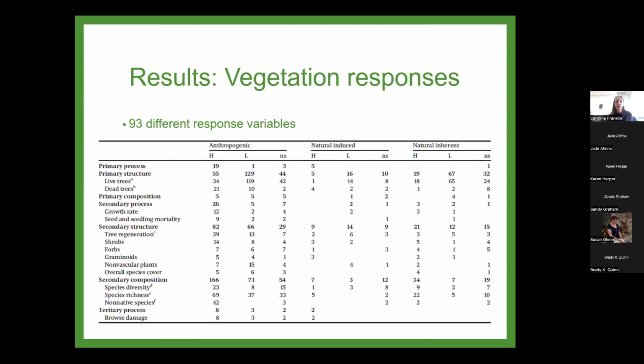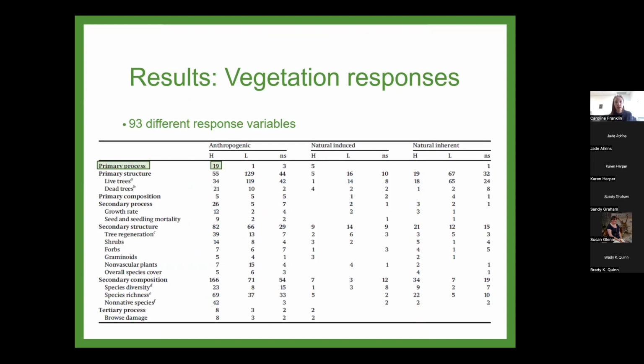This table is showing the different response variables. We found 93 different response variables related to vegetation. It's showing the number of studies that indicated whether that response variable was higher, indicated by the H, lower, indicated by the L, or not significant, indicated by NS in this case. And it's separated by edge type: anthropogenic, natural induced, and natural inherent.